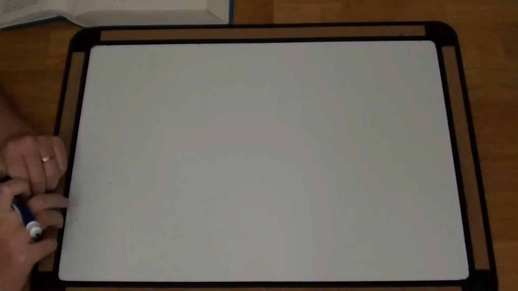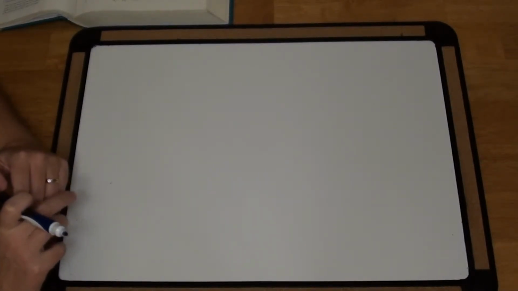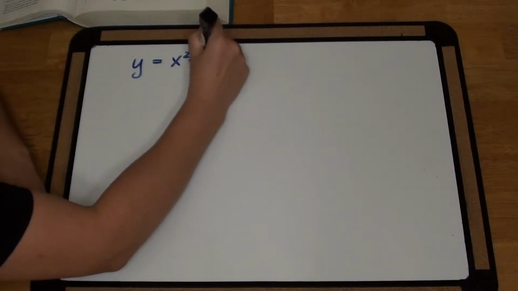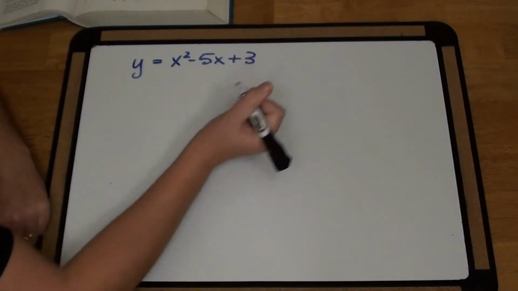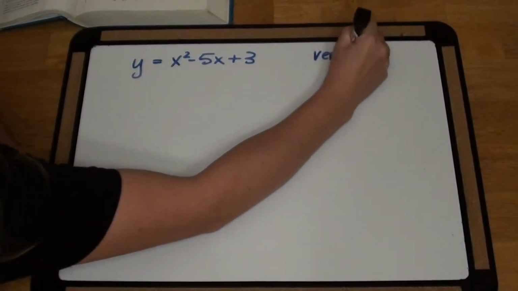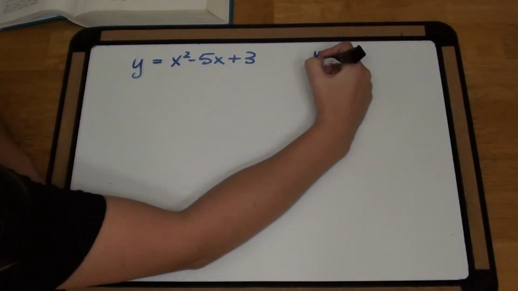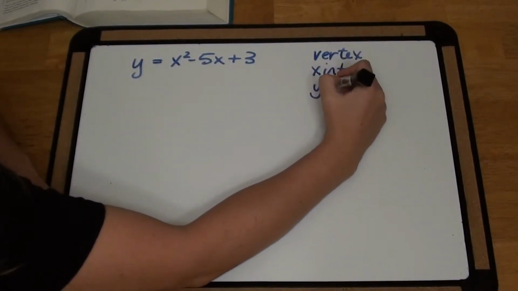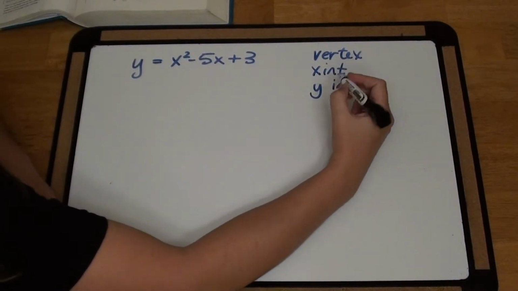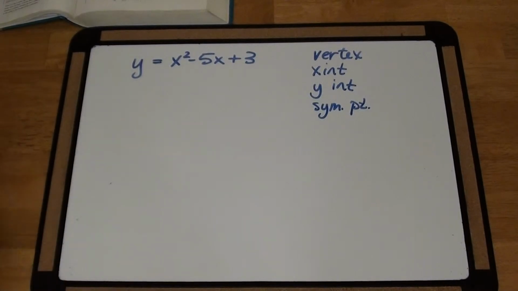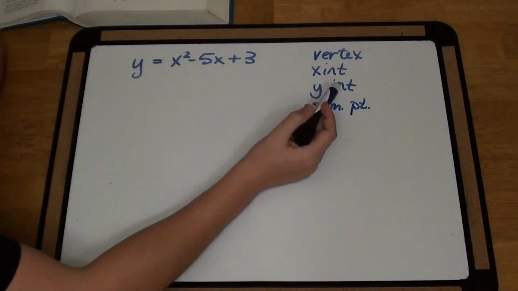So, let's do example number 3. We have y equals x squared minus 5x plus 3. Now what they want us to do here is find the vertex. So I'm just going to write down over here what I'm looking for. I'm looking for the vertex, I'm looking for x-intercepts, and I'm looking for the y-intercept. And I want to get its symmetric point. So they're only looking for one symmetrical point. I'm fine with that. Okay, so let's just go with the y-intercept first.